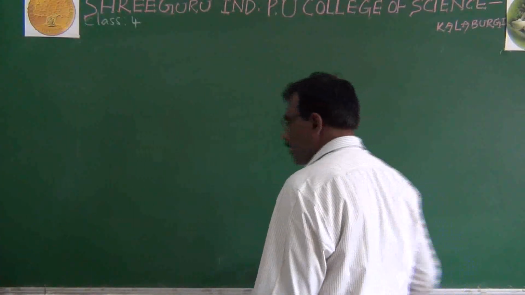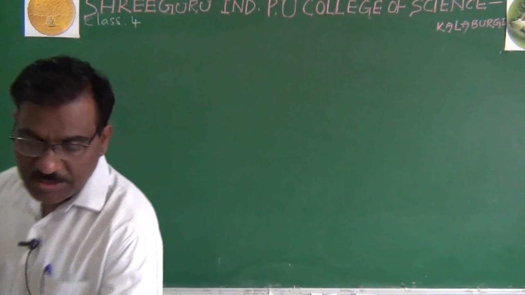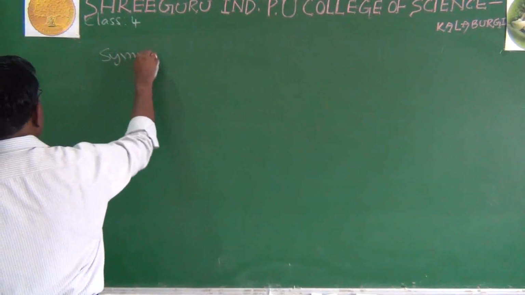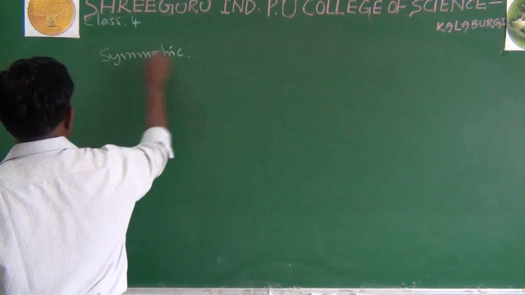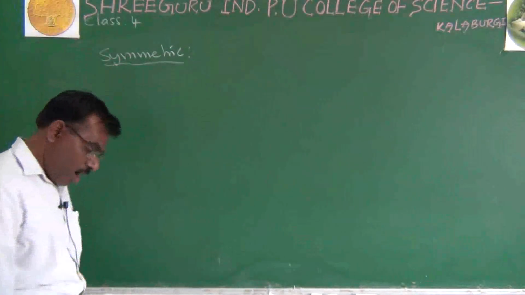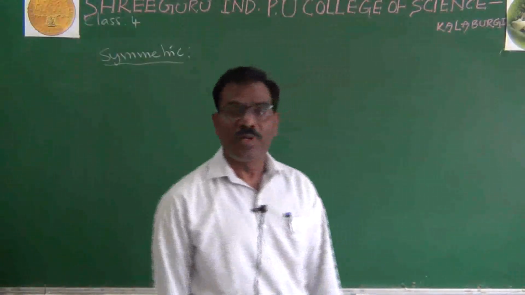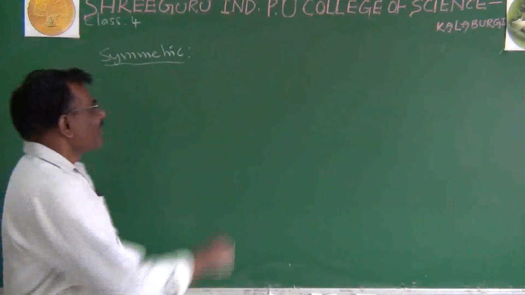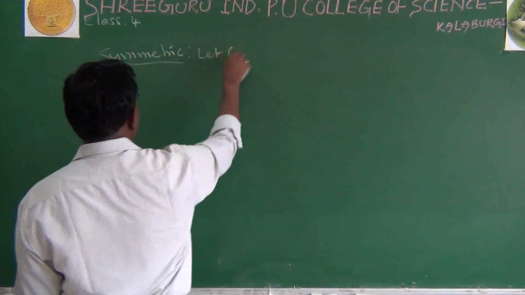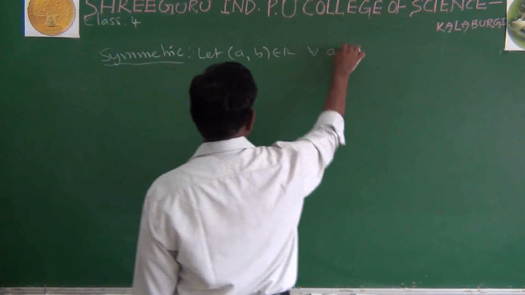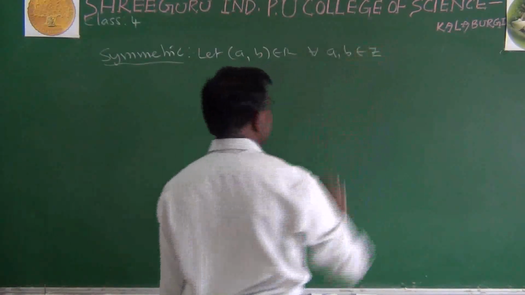Then what is the next? Symmetric. How many ordered pairs are given? Only one ordered pair. How many elements? 2 elements. What is the given ordered pair? Yes, (A, B) belongs to R, for all A, B belongs to Z.